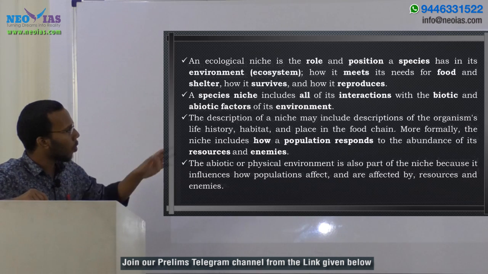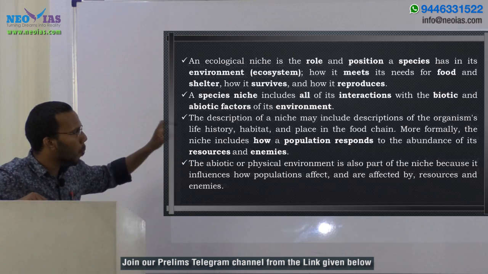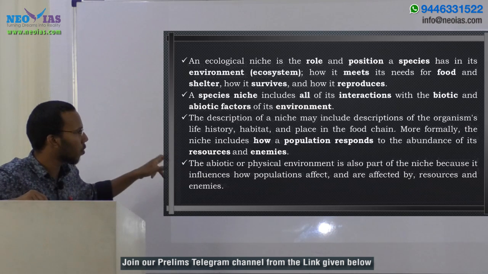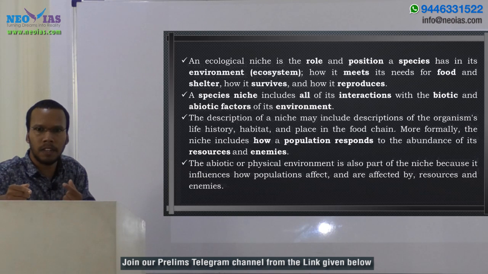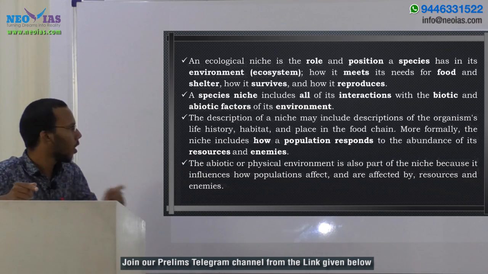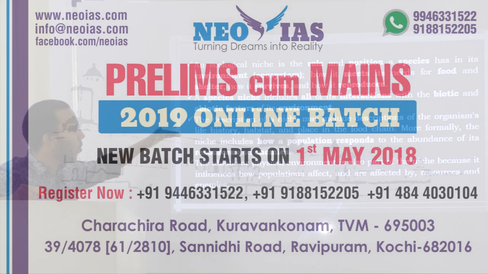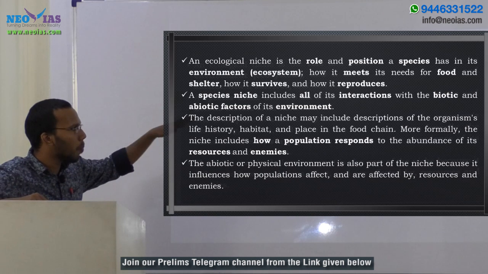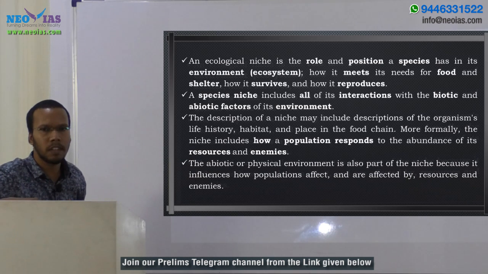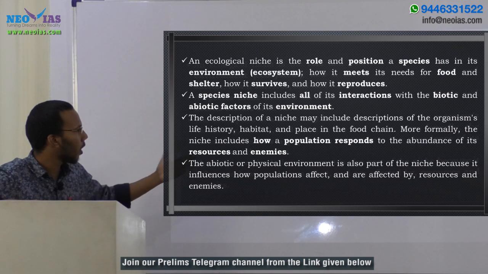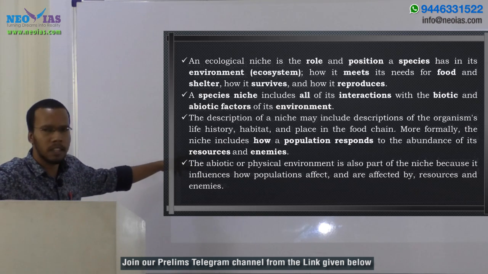More formally, the niche includes how a population responds to the abundance of its resource and enemies. Of course, in case of earthworm, we discussed about the availability of leaf litter, right? So it will also include how this species responds to the abundance of its resources and enemies. So there will also be competition, right? Competition for the resources. So their enemies will also be included by the niche.